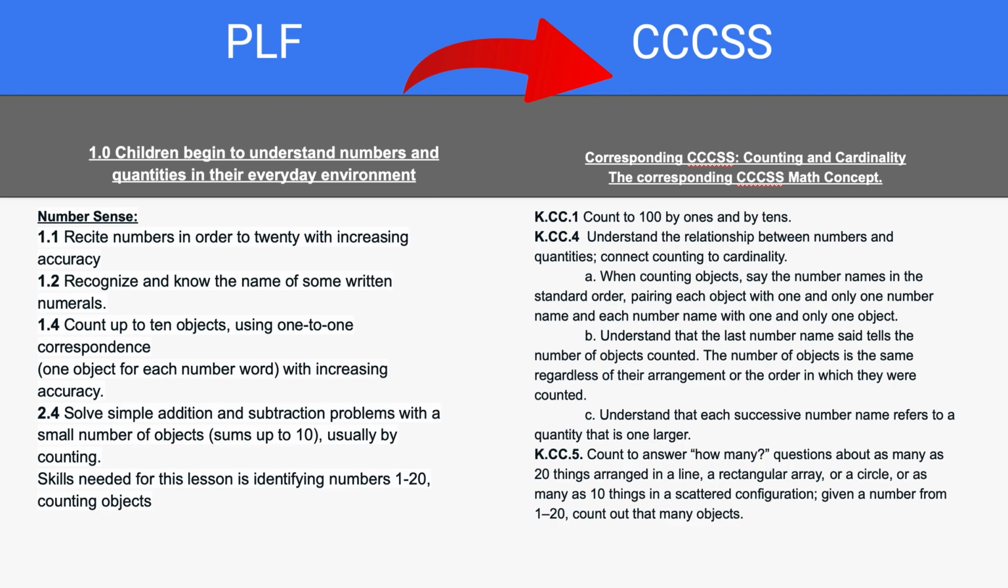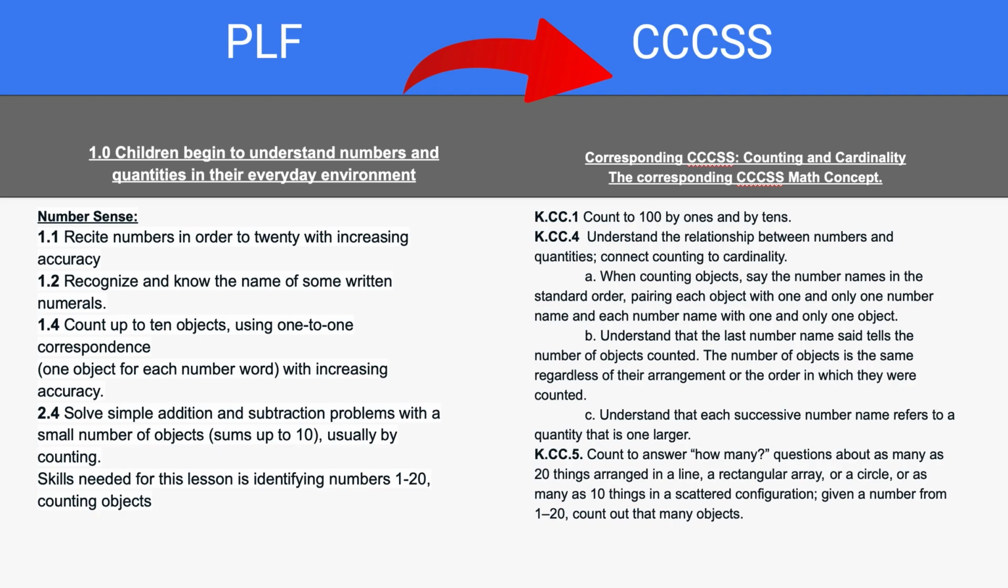So here is the Preschool Learning Foundations and the Common Core Standards, and how they bridge. If you look at the Preschool Learning Foundations, number sense 1.0, children begin to understand numbers and quantities in their everyday environment. In 1.1 they could recite numbers in order to 20 with increasing accuracy, recognize and know the name of some written numbers, and count to 10 objects using one-to-one correspondence.